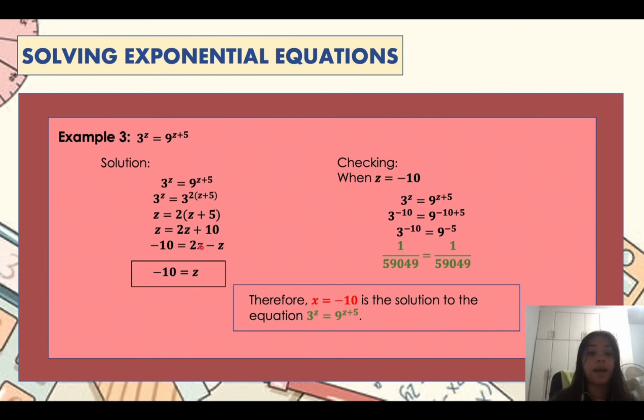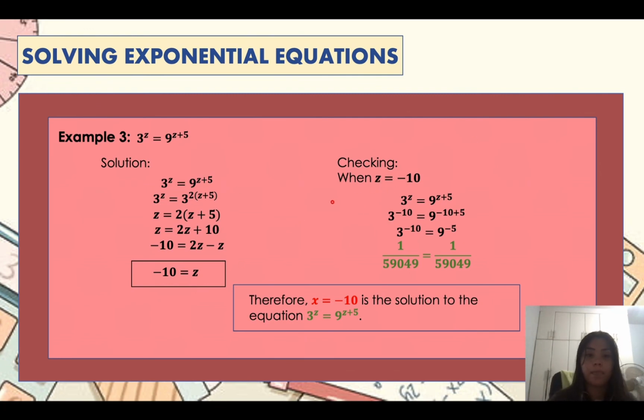Again, we combine like terms. So we transpose a z onto this side, which becomes negative, and we transpose positive 10 onto this side, which becomes negative 10. So upon simplifying, we have a result of negative 10 is equal to z, or z is equal to negative 10, like this.